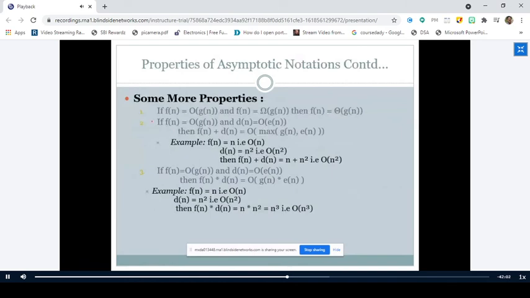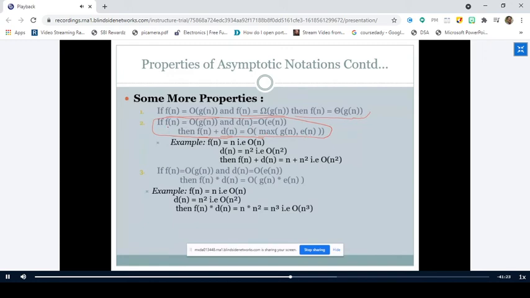There are some other properties. If f of n is big O of g of n and f of n is omega of g of n, then listen carefully, what happens to f of n? It is theta of g of n. This is one property. The second one: if f of n is big O of g of n and d of n is big O of e of n, then f of n plus d of n is big O of max of g of n and e of n. This property is very important. Please mark a star on this property.